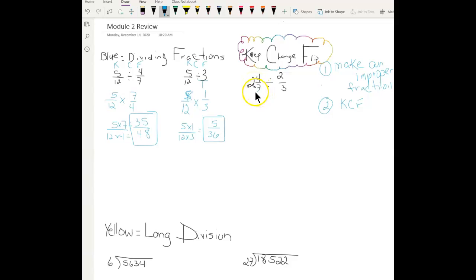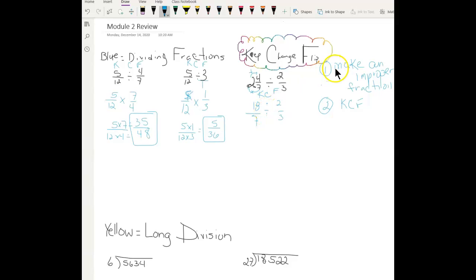To do that, we do 7 times 2, that's 14. And then we add the 4, so that's 18. And your denominator stays the same. We don't mess with that. And then divided by 2/3. Now we do KCF. Don't skip a step, okay? I rewrote the whole problem for a reason.